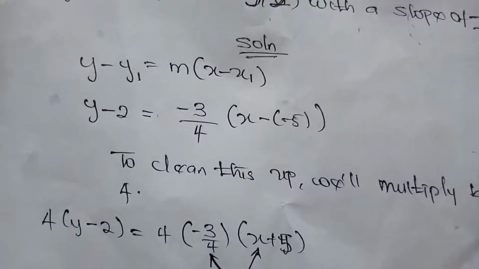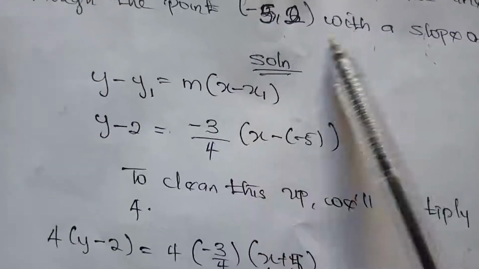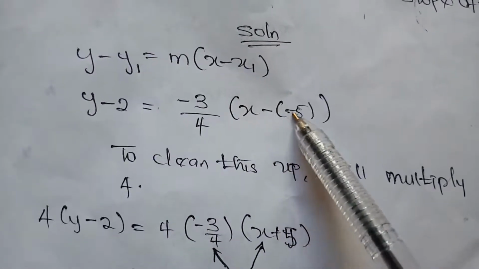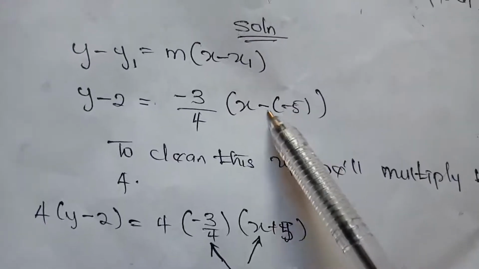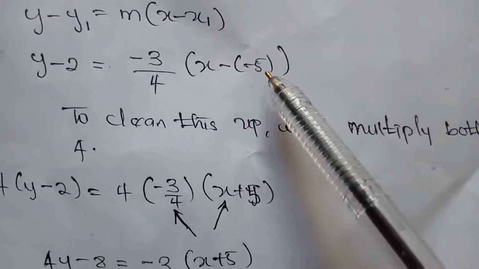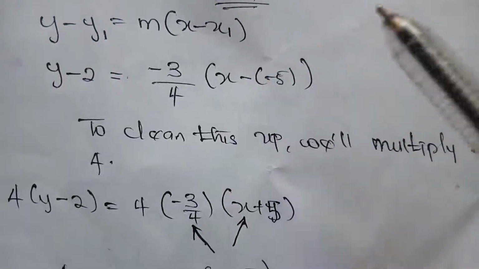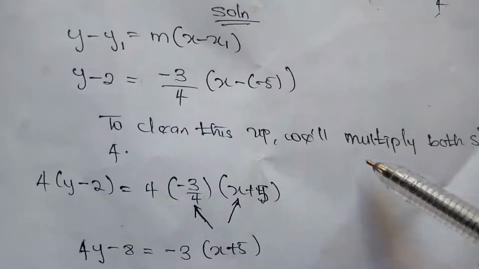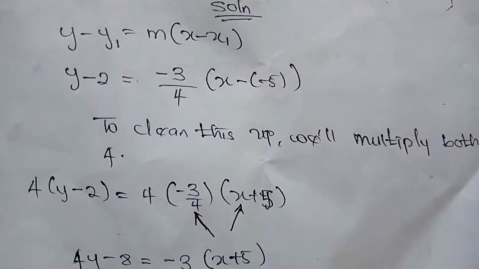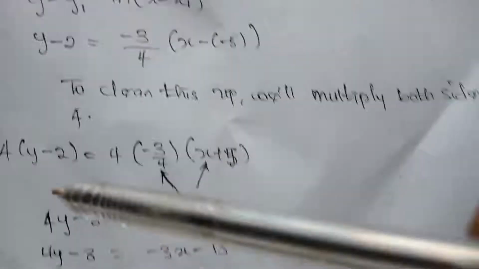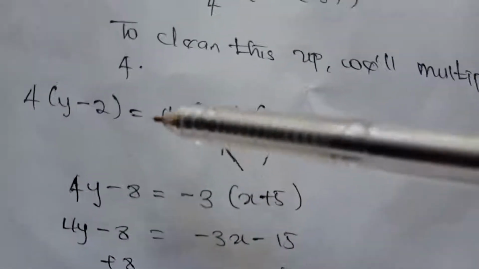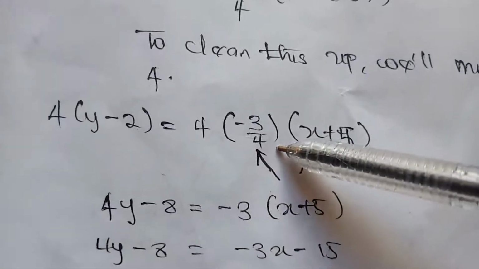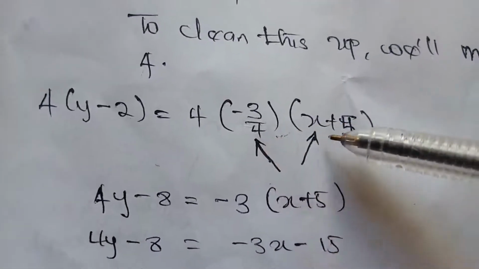Now I'm putting in our slope here. This is our slope, our m. Our y1 is minus 2. Open a bracket, our x goes to minus, open bracket minus 5, close bracket. Minus minus 5 will make it positive 5. That's our x1. To clean up, we will multiply both sides by 4, multiplying only the first bracket by 4, not the second bracket.